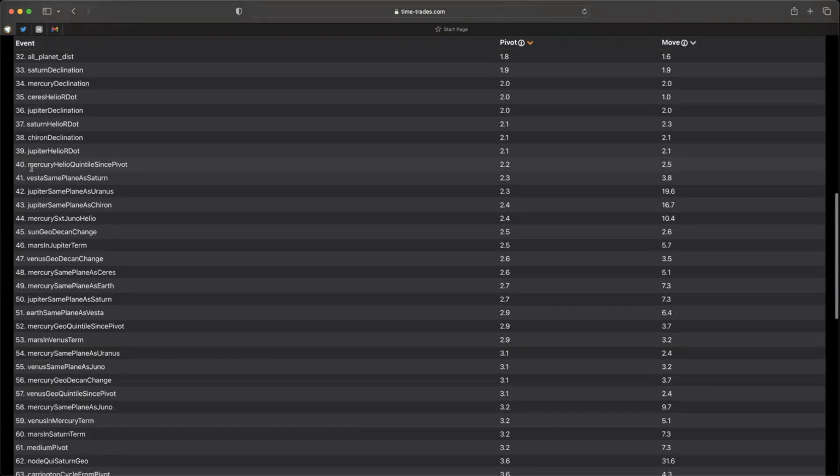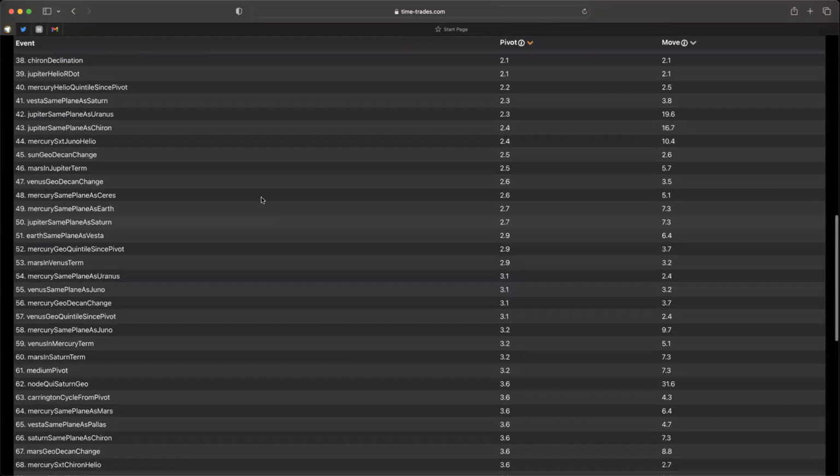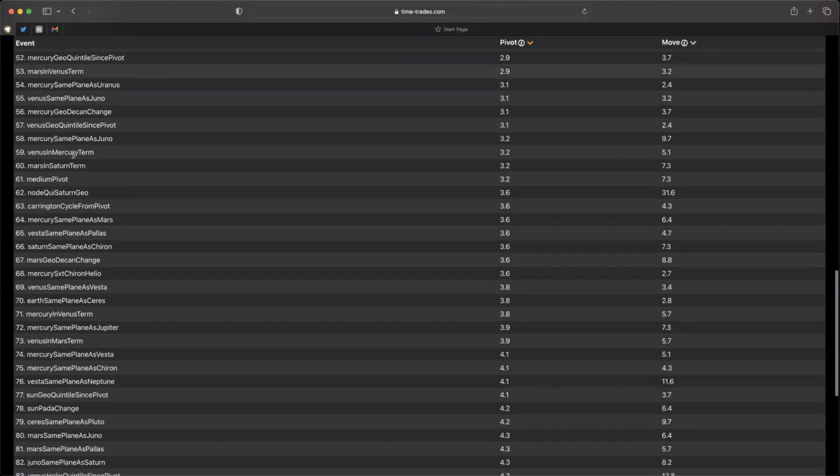Number 40 here is super interesting. Mercury helio quintile since pivot. When you look at these, what this means is that Mercury heliocentric has moved 72 degrees since a pivot high or a pivot low, and these pivots are automatically identified. So what I'm doing under the hood of time trades is I'm counting 72 degrees of Mercury helio movement, and that is very influential over both pivots and moves. When the sun changes a decan or goes into a new segment of 10 degrees geocentric, that is a significant change. Scroll down some more.